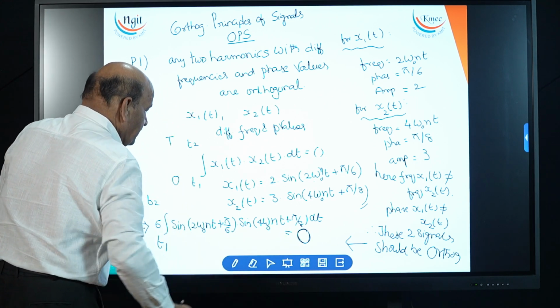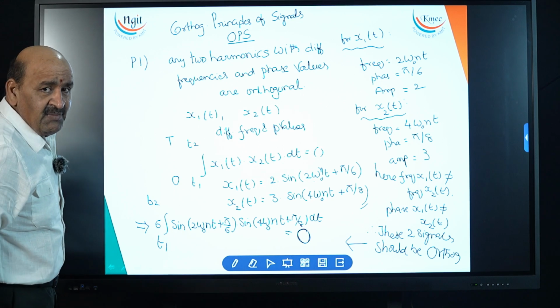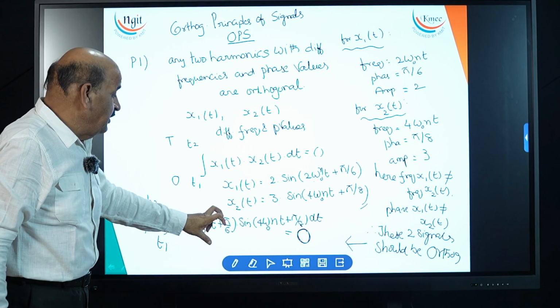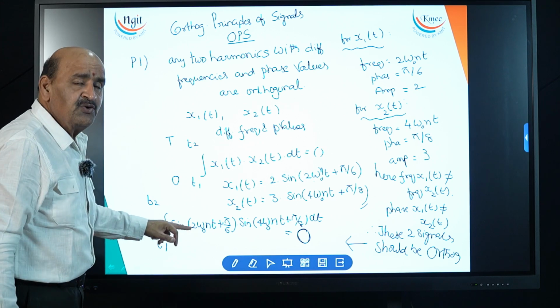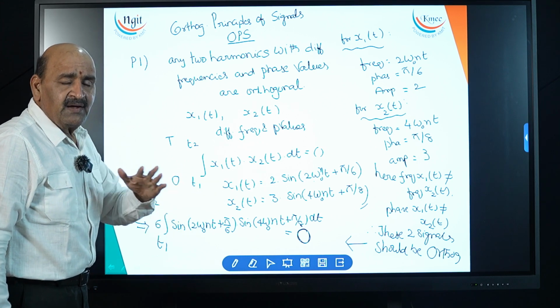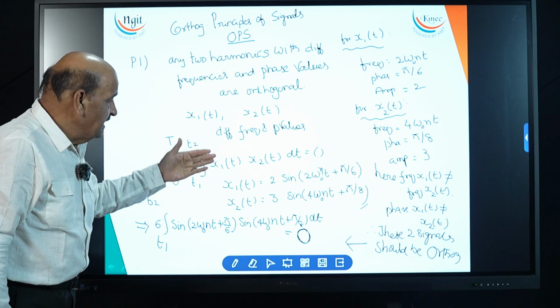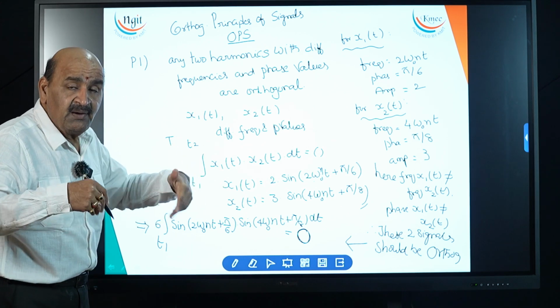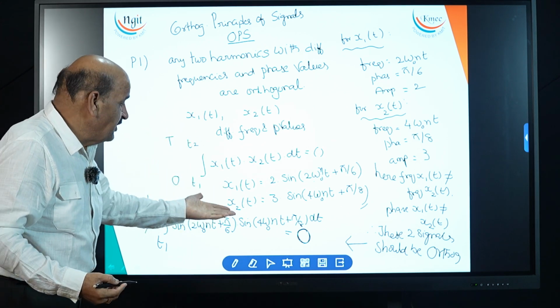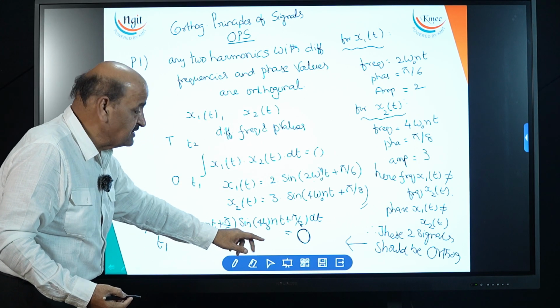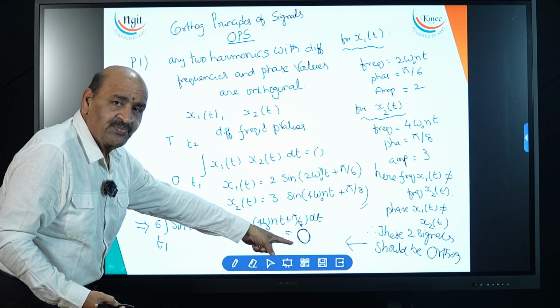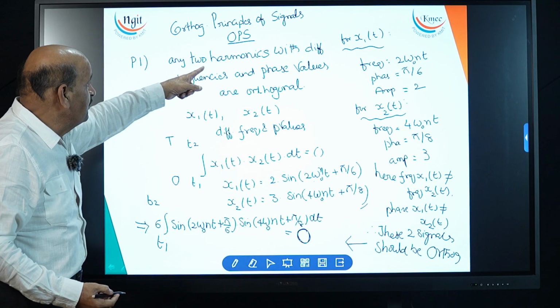No need to use the 2 sin A sin B formula, and no need to make any expansion. No need to integrate between T1, T2 over the given time period without making any mathematical calculations. Directly we will be able to tell the output of the multiplication of these two signals. Output is 0. This is one of the orthogonal properties.